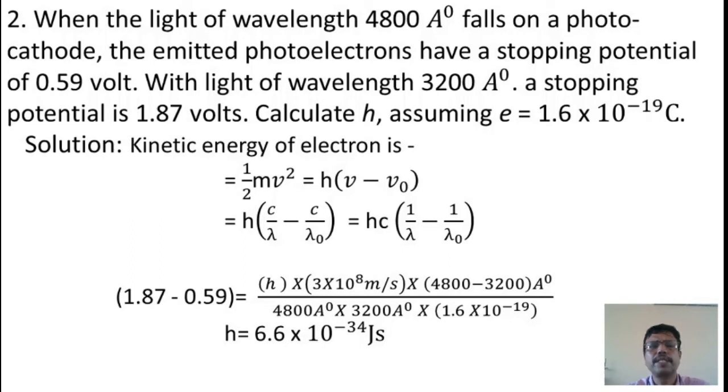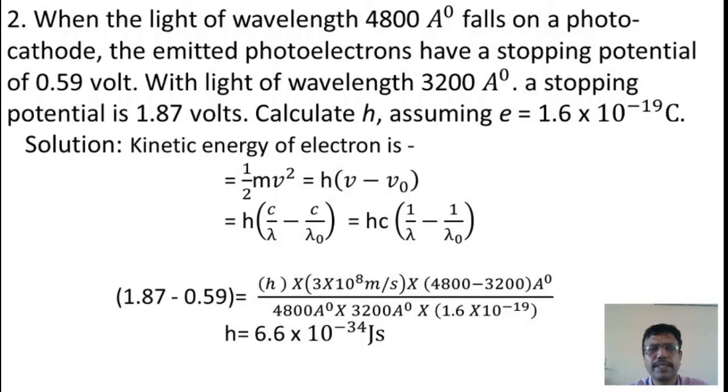So according to Einstein's photoelectric equation, the maximum kinetic energy of photoelectron is equal to the energy of incident radiation minus the photoelectric work function. In this case, ½mv_max² is equal to h(ν − ν0). That is equal to h(c/λ − c/λ0). If you take c outside, hc(1/λ − 1/λ0).